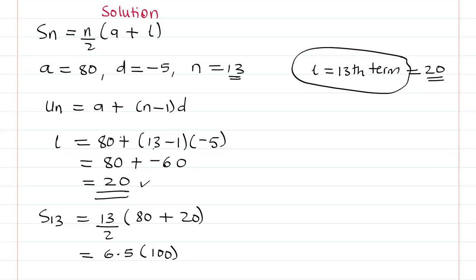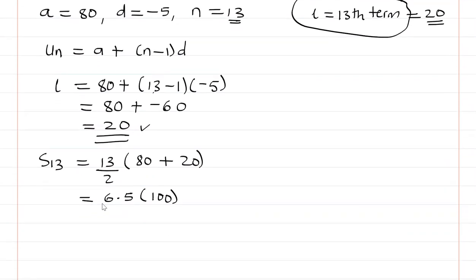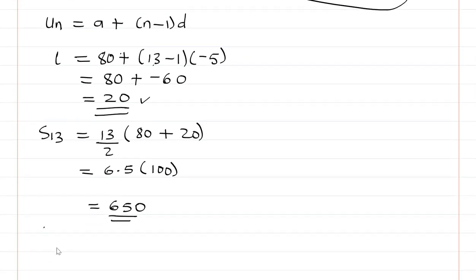6.5 times 100, what do we get? We are getting 650, right? So we get 650. Therefore, the sum of the first 13 terms defined by the first term 80 and the common difference -5 is 650. Therefore, the sum of the first 13 terms is 650.